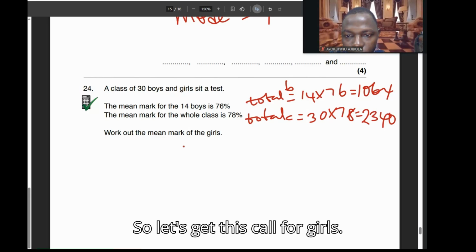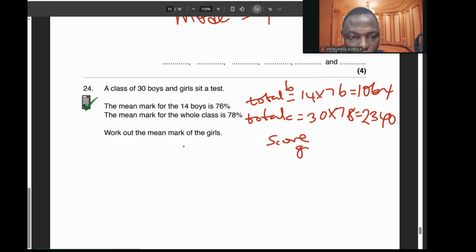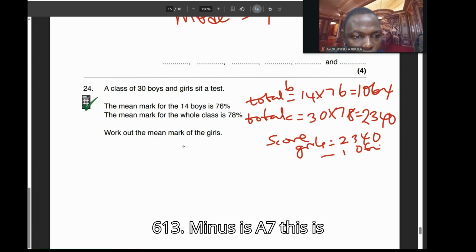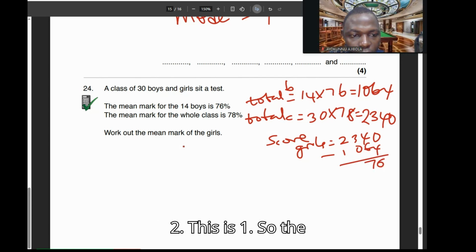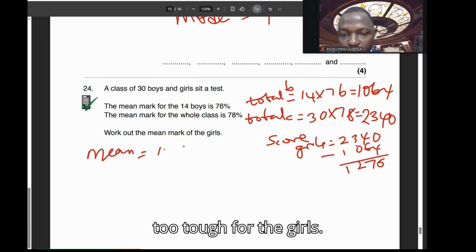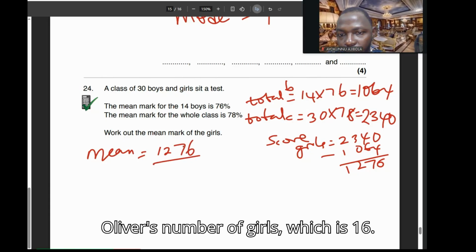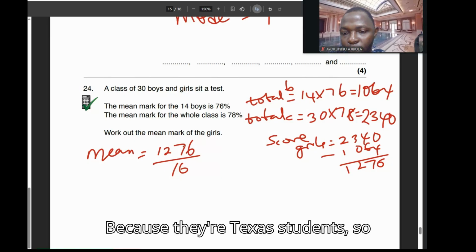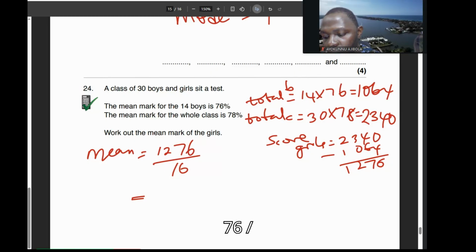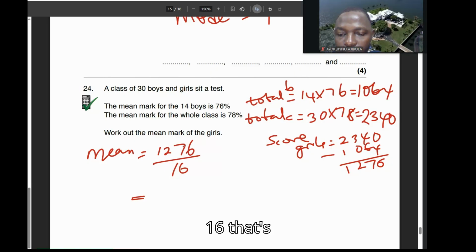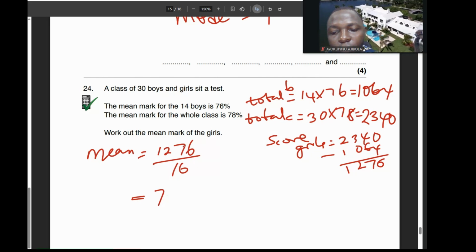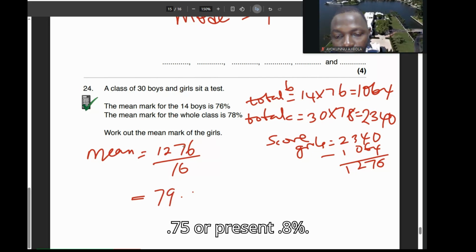So let's get the score for girls. Girls will be 2340 minus 1064. So the mean for the girls will be total for the girls all over the number of girls, which is 16, because there are 30 students. So we have 1276 divided by 16. That's 79.75, or approximately 80%.